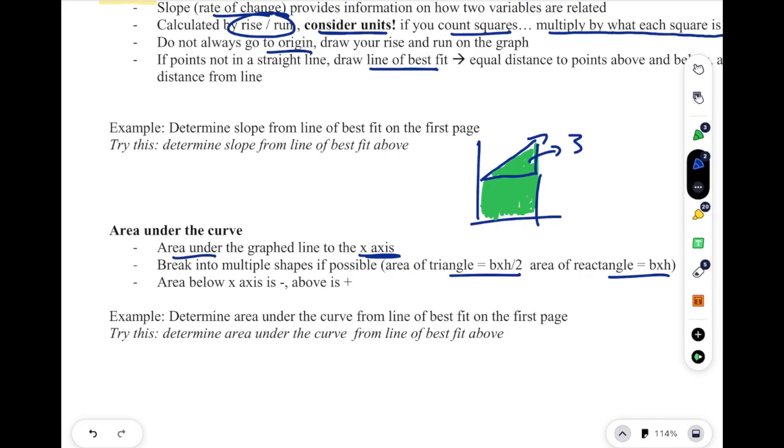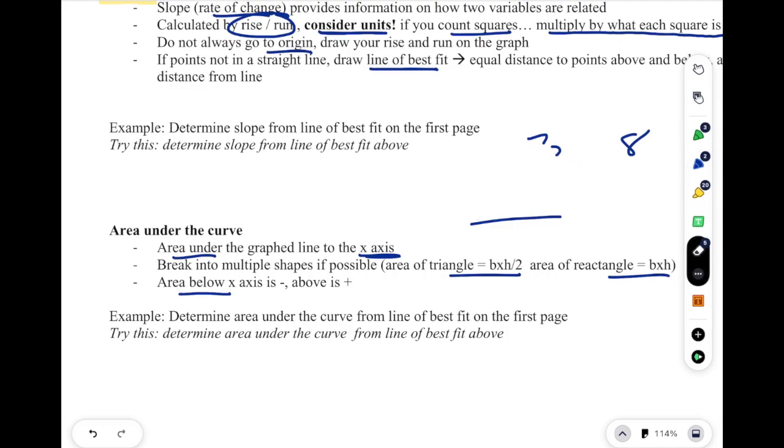Maybe the area of this one was 3, the area of this one was 5, so let's say the total area under the curve is 8. Okay, that's area under the curve. Note at the bottom here, if you're going below the x-axis, those values will still shade up to the x-axis, and those will be negative. So again, harder to say with words, easier to show with a picture.